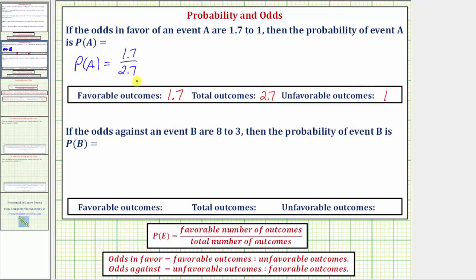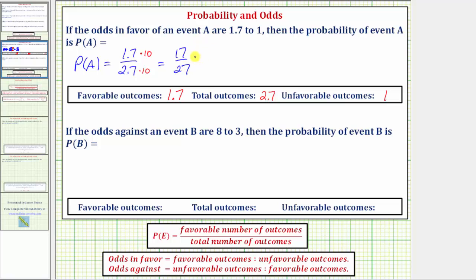But there are three ways to express the probability of an event. It can be expressed as a fraction in simplest form, a decimal, as well as a percentage. If we were going to express the probability as a fraction, we wouldn't want to leave the decimals in the fraction, so let's clear the decimals by multiplying the numerator and denominator by 10. The probability of event A as a fraction would be 17/27.